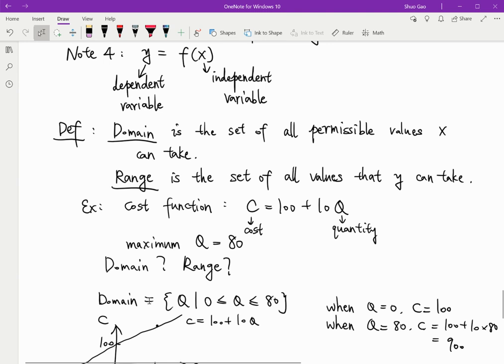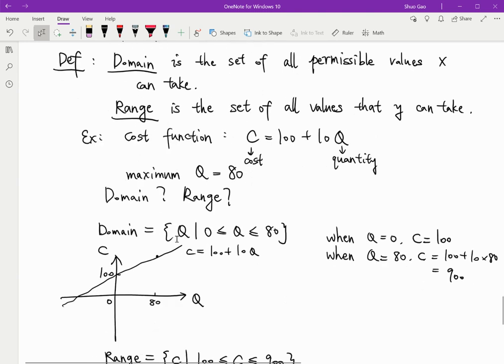So the domain is just all the permissible values that Q can take, which is from 0 to 80, right? Because 80 is the upper bound of the production. You can produce at most 80, and 0 is the lower bound. You can produce nothing today, but you cannot produce a negative quantity. So I use a set to represent all the values that Q can take. This is the domain of the function. It has all the values that the independent variable can take, and I use a set to represent that.